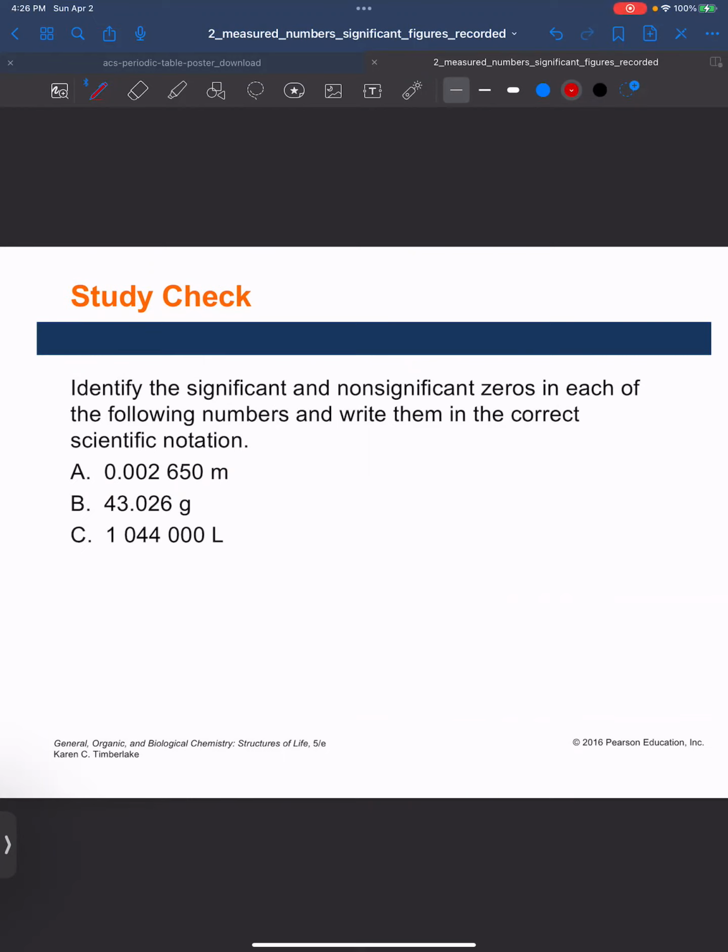All right, so I hope you identified the significant and non-significant zeros in each of the following numbers and you wrote them in correct scientific notation. So let's check your work.